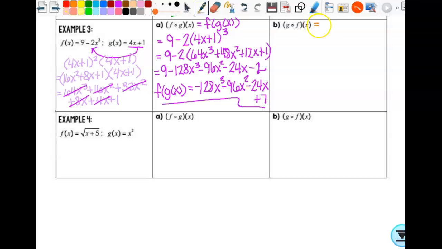Now let's go the other way. This is g of f of x. So I'm going to take f of x, substitute it into g. This is going to give me 4 times 9 minus 2x cubed plus 1.